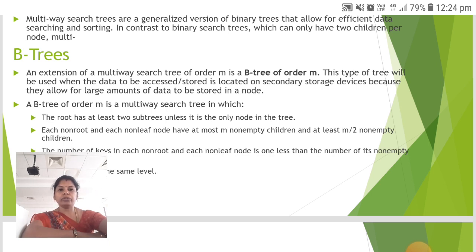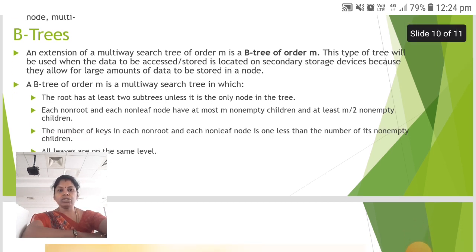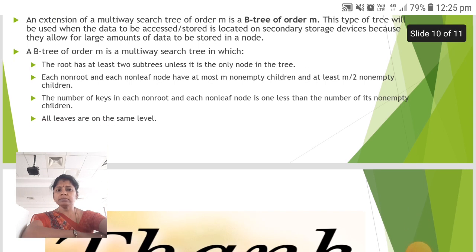A B-tree of order M is a multi-way search tree in which the root has at least two subtrees unless it is the only node in the tree. Each non-root and each non-leaf node has at most M non-empty children and at least M/2 non-empty children. The number of keys in each non-root and each non-leaf node is one less than the number of its non-empty children. All leaves are on the same level.